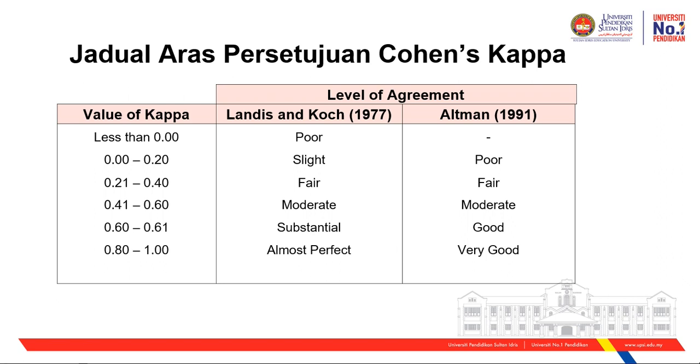Whenever you write your report, this is the one you need to refer to. For example, if you say you got 0.8, you can just cite Altman 1991 and Landis and Koch 1977, who agree that if it's 0.6 and above, the instrument is almost perfect or very good. So that's why the instrument can be used for the real, actual research.